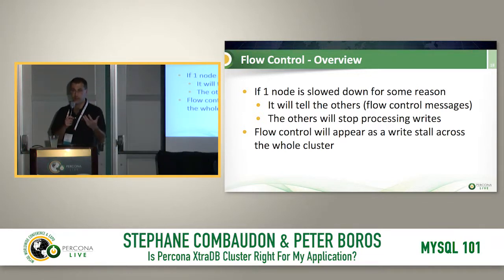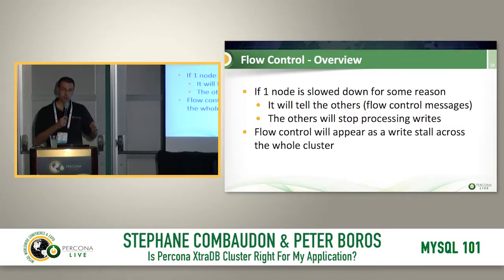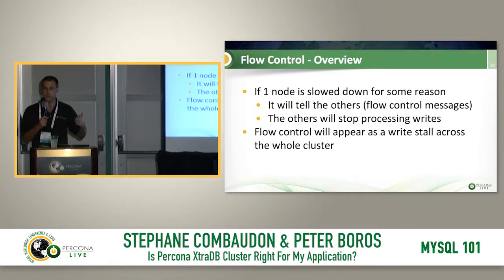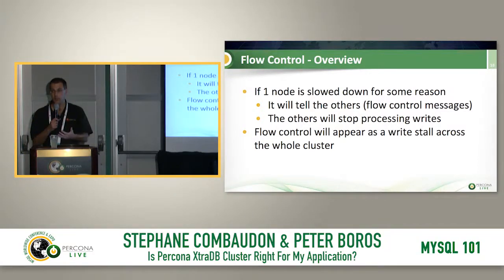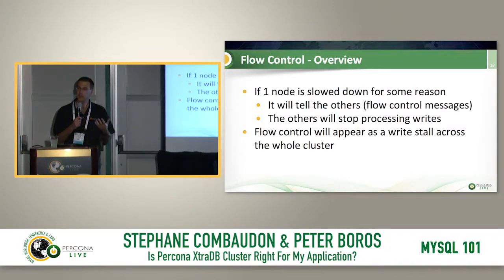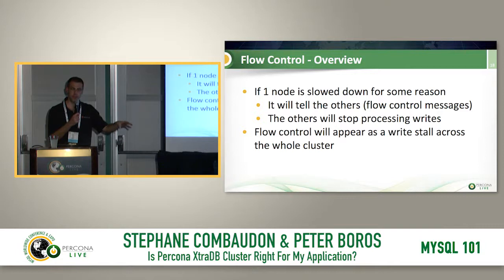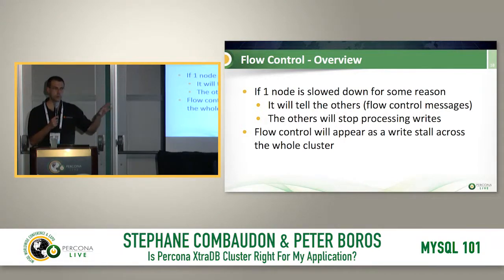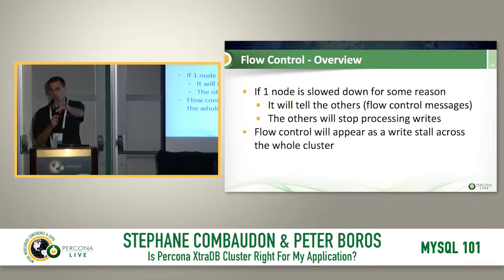And how will it appear to the application? Well, simply it will be a write stall. So when, let's say, node 1 sends flow control messages to node 2 and node 3, node 2 and node 3 will stop processing writes for some time. So the application will see that the cluster as a whole is not processing writes anymore. Okay, so that can be quite confusing. Think about that: you have one node that is slow, and it has an impact on every node. Very different from master-slave, where a slow slave will never have an impact on the master, right?